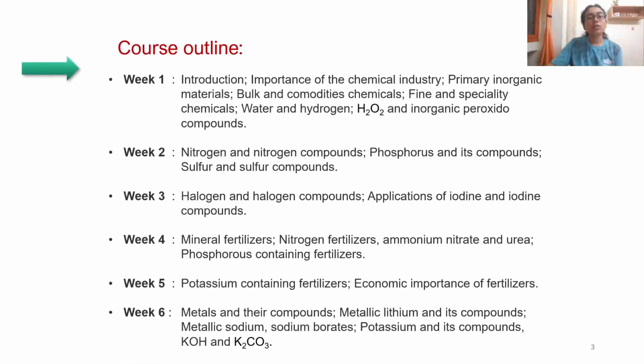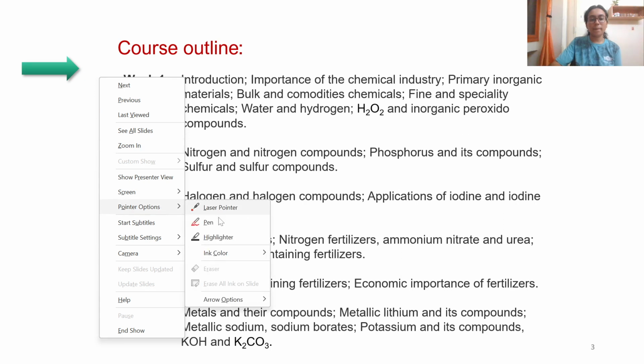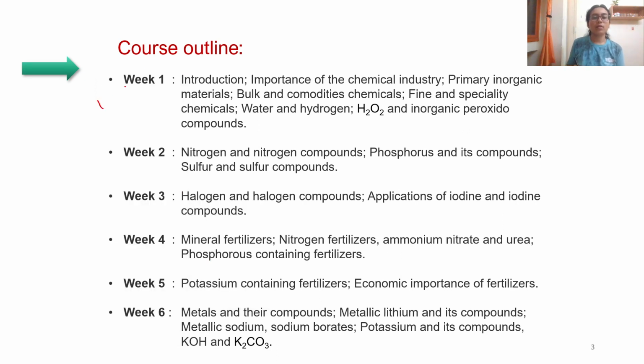So far we have discussed some materials like peroxide materials, then some bulk and commodity materials, fine materials, some basic inorganic materials, then nitrogen compounds, phosphorus compounds and sulfur compounds. Some fertilizers also we have discussed, like nitrogen fertilizers, ammonium nitrate, phosphorus containing fertilizers. So today we'll be discussing some halogen compounds, and specifically fluoride compounds. So coming to the first question.